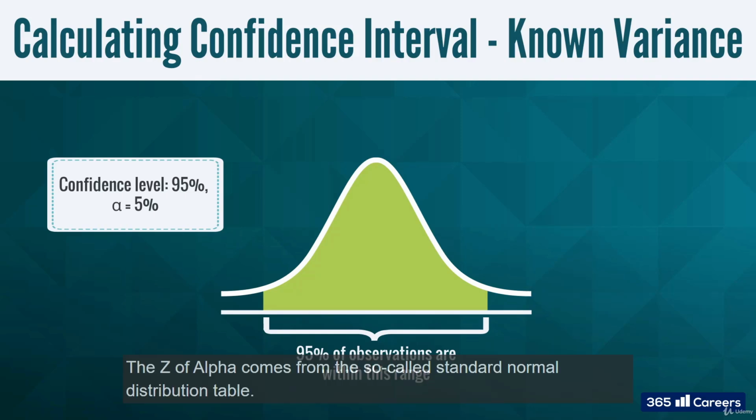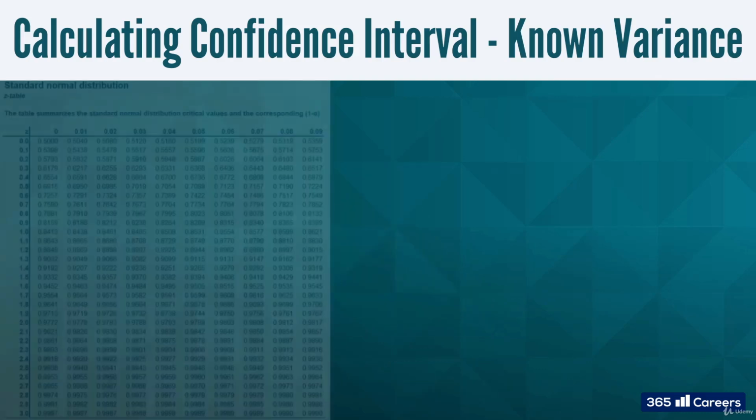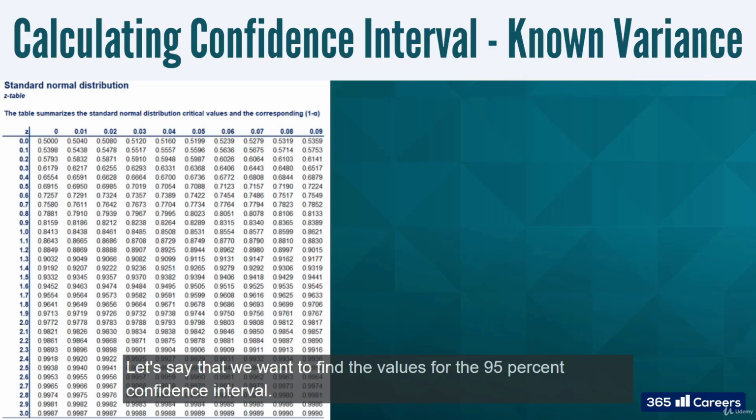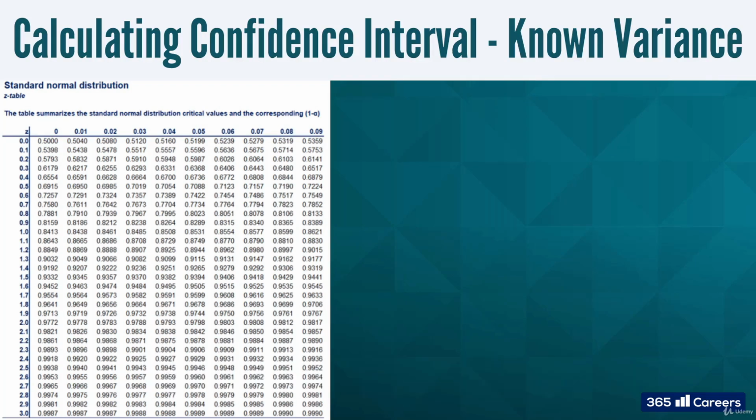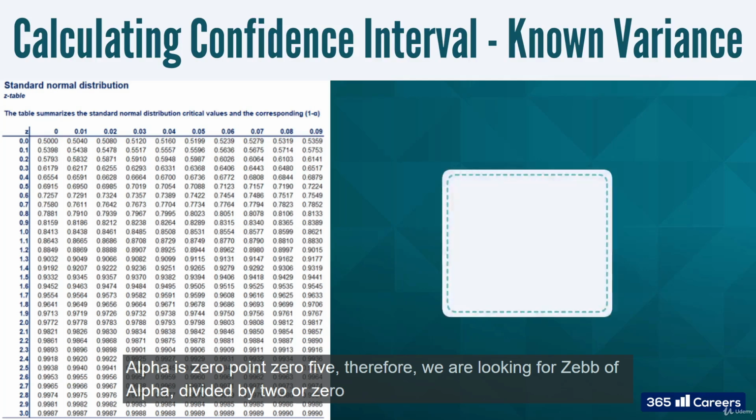The z of alpha comes from the so-called standard normal distribution table. It is best to first see it and then comment on it. Let's say that we want to find the values for the 95% confidence interval. Alpha is 0.05. Therefore, we are looking for z of alpha divided by 2, or 0.025.